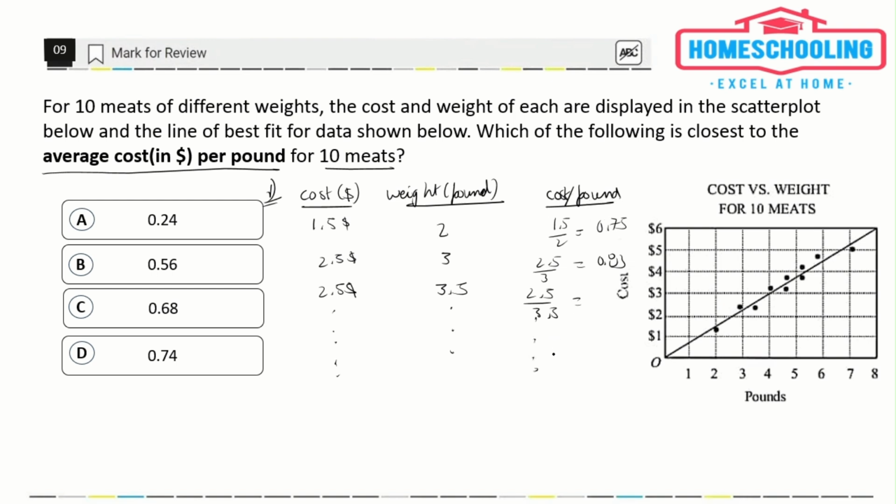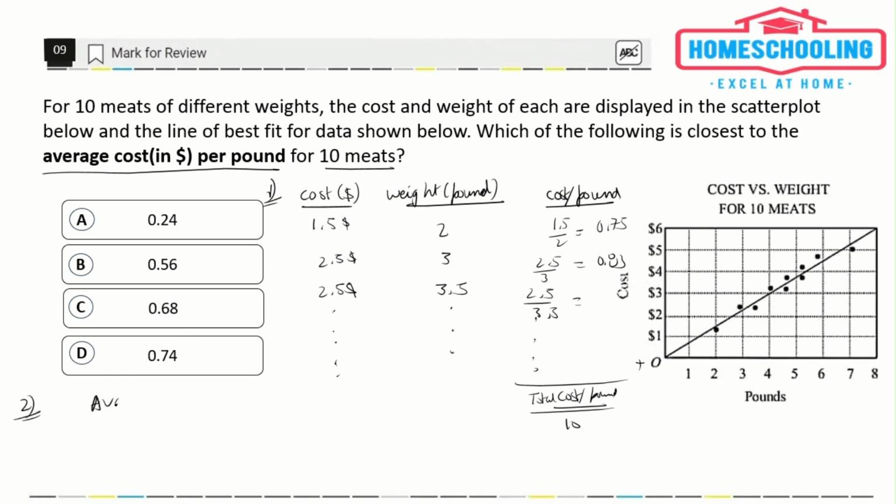and we can find the cost per pound. So what we're going to do here is add all those 10 cost per pound values, the total cost per pound, and divide by the total number of meats, that is 10. So this is one approach, but this is a very lengthy approach. So now we will see a shortcut method.